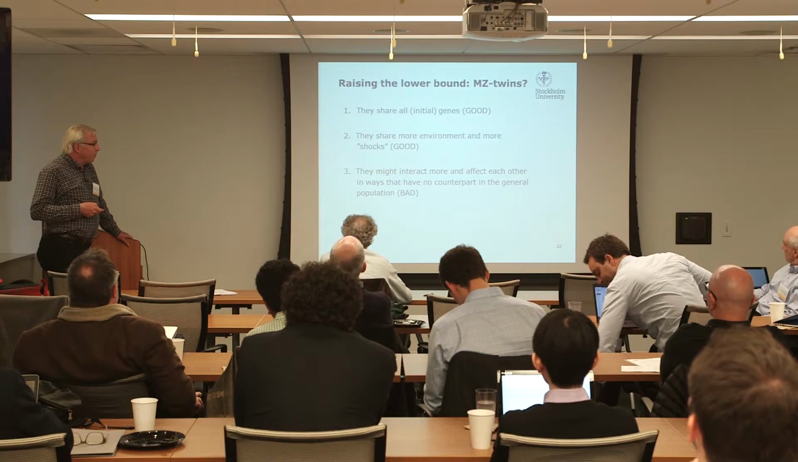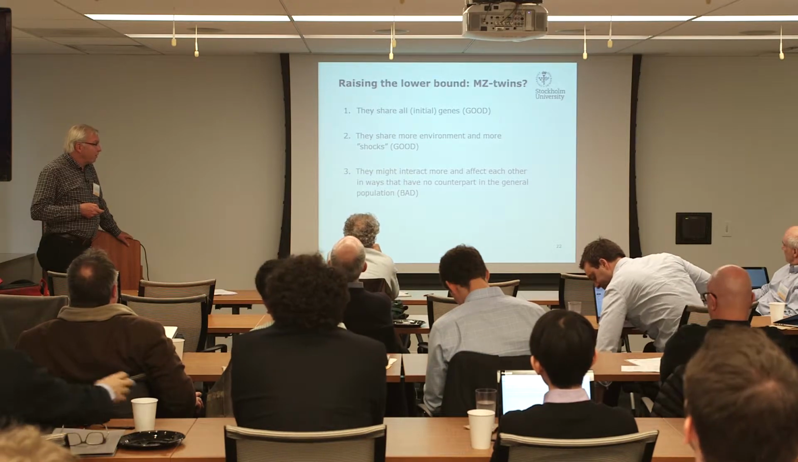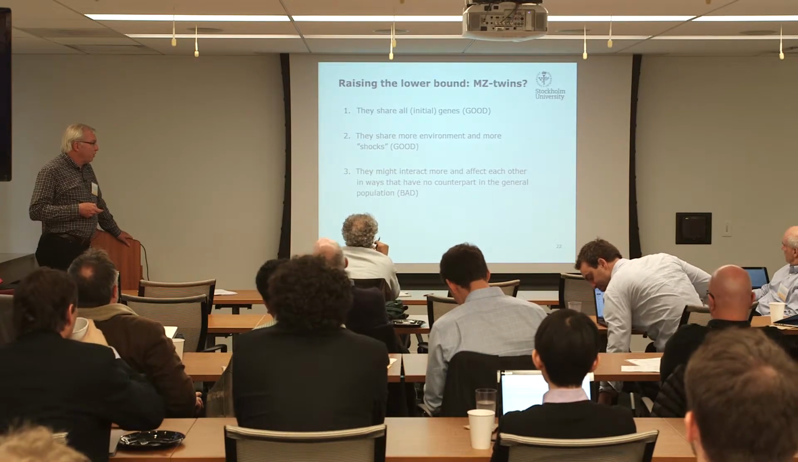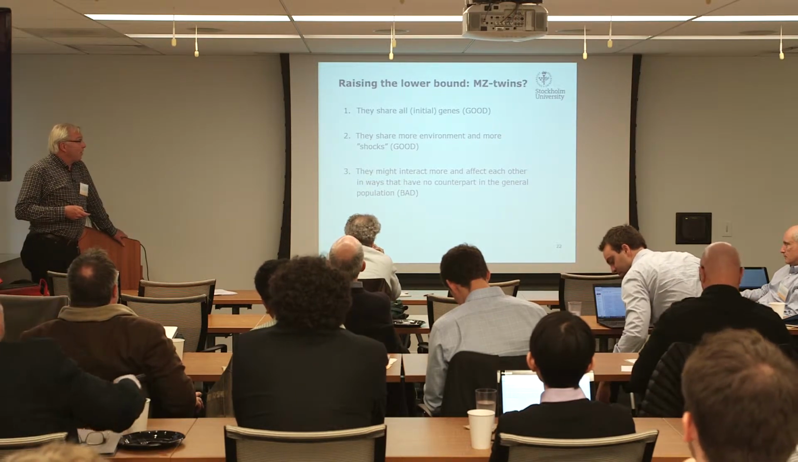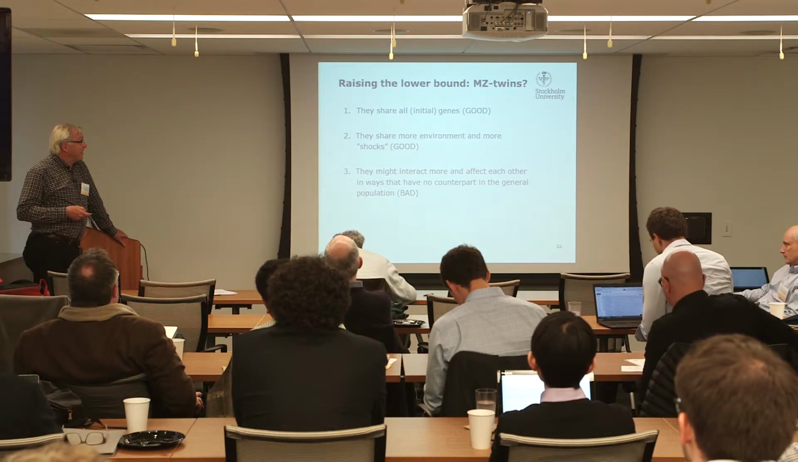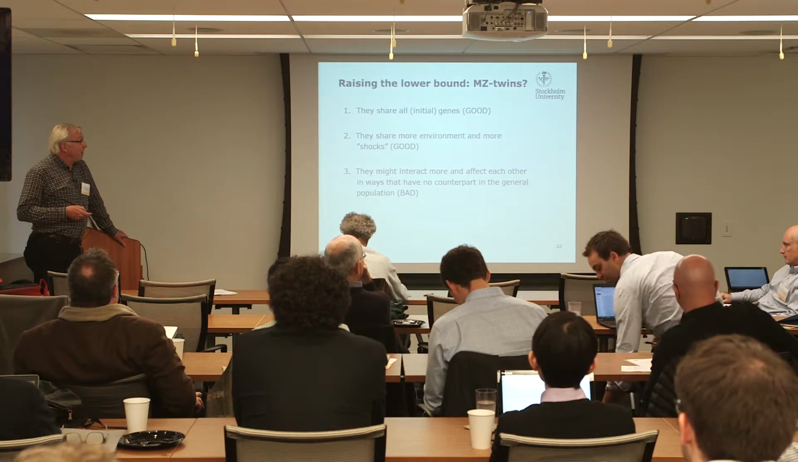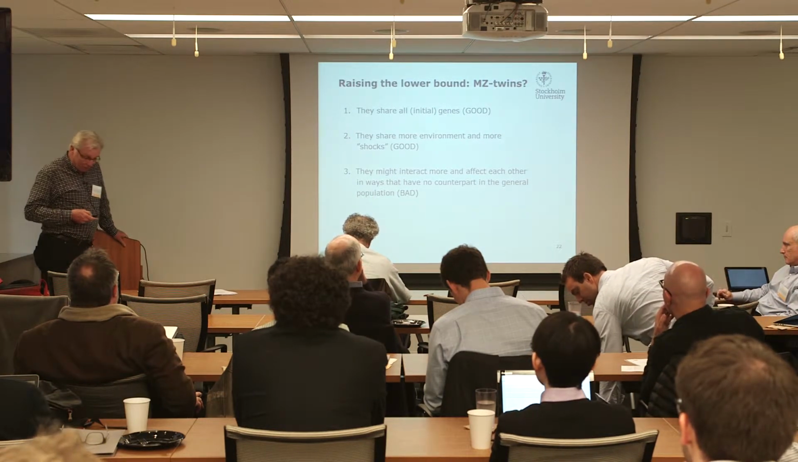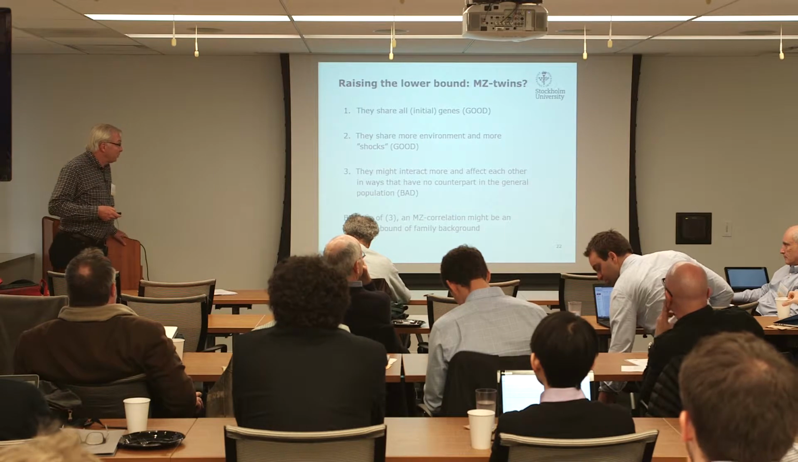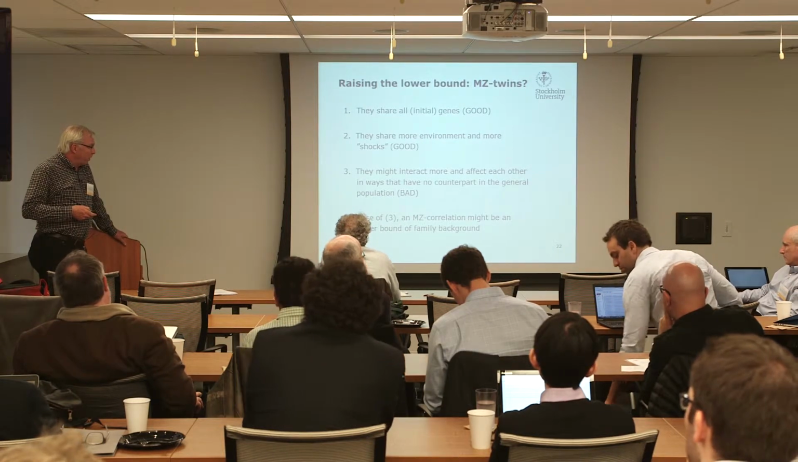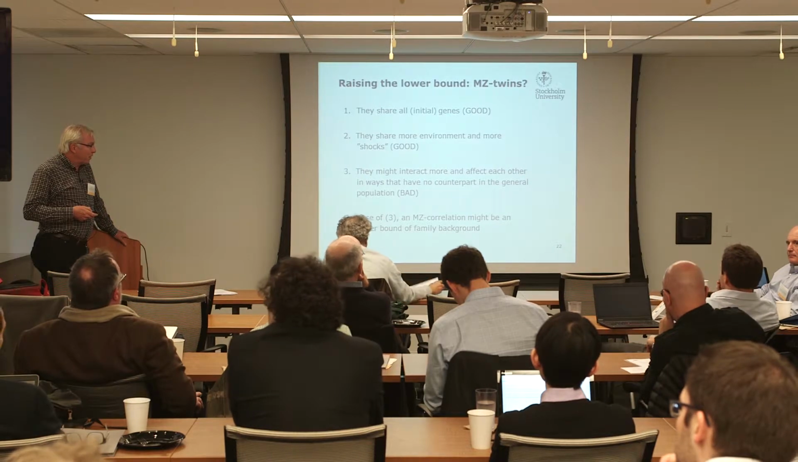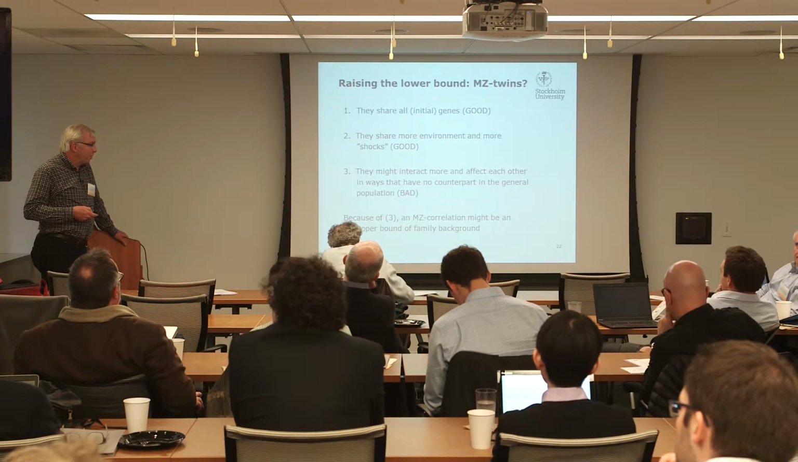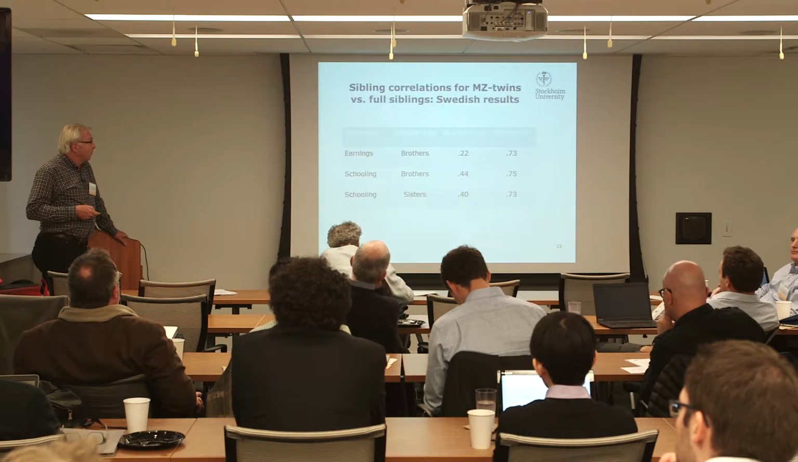But this, I think, would then be the problem. They might interact more and affect each other in ways that have no counterpart in the general population. So that would be a problem if you want to make inference from the MZ twins. So it might be that the MZ correlation is an upper bound of family background.